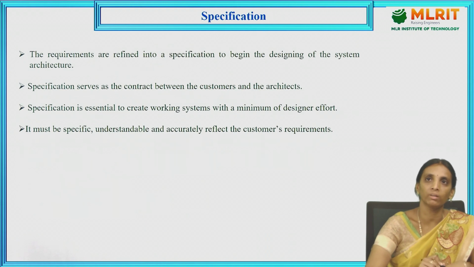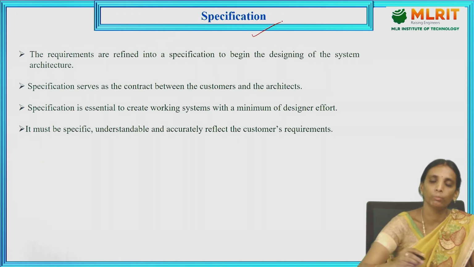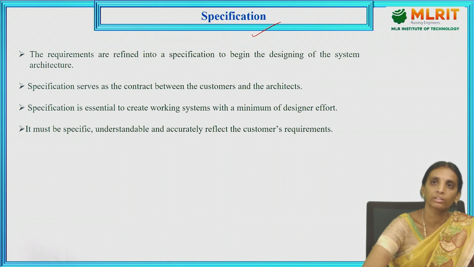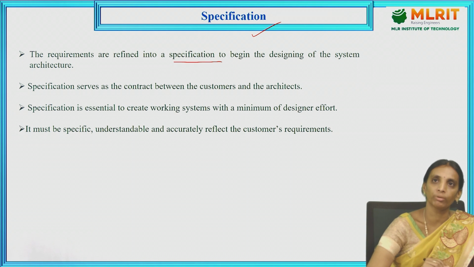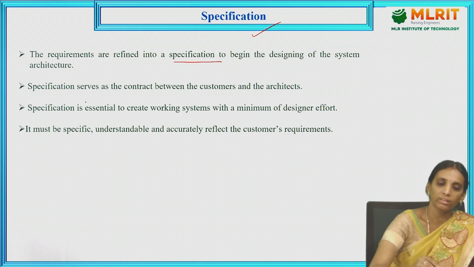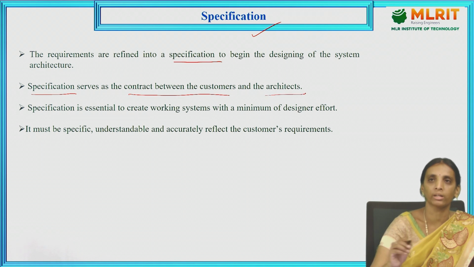The second step is specification. Specification is nothing but the technical representation of the customer information. Whatever requirements we gathered from the customer, we refine into specifications for designing the system. That means whatever technical parameters are required for designing the system, we need to write the specifications clearly. These specifications form the contract between the customer and the architect.